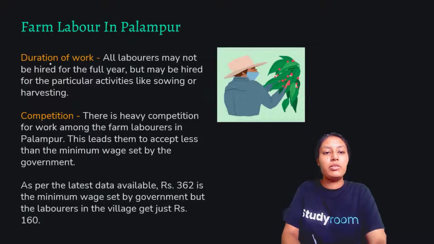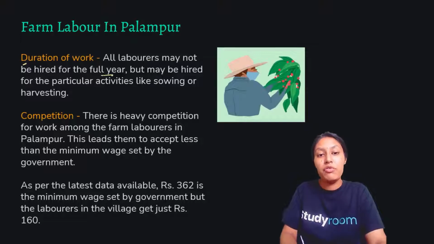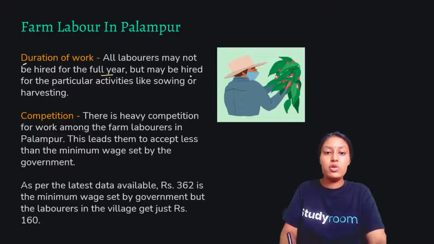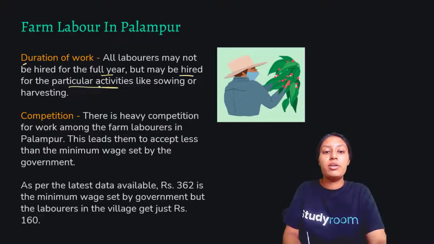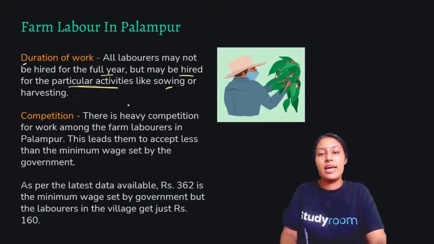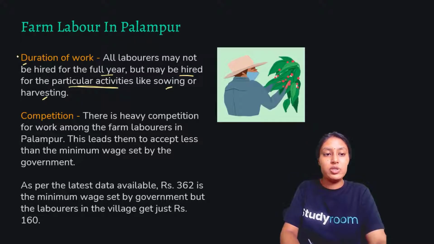The second thing about farm labor is their duration of work. Now, not all laborers are hired for the full year. It used to be on a contractual basis as well. They used to be hired sometimes on a particular activity basis. So whenever there is a period of sowing, then they hire farm laborers. And when there is a period of harvesting, there is obviously a requirement of more people, so then they hire farm laborers. So it depends upon the duration of work.